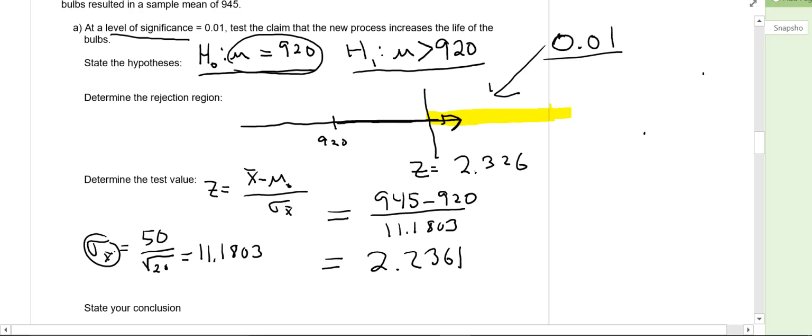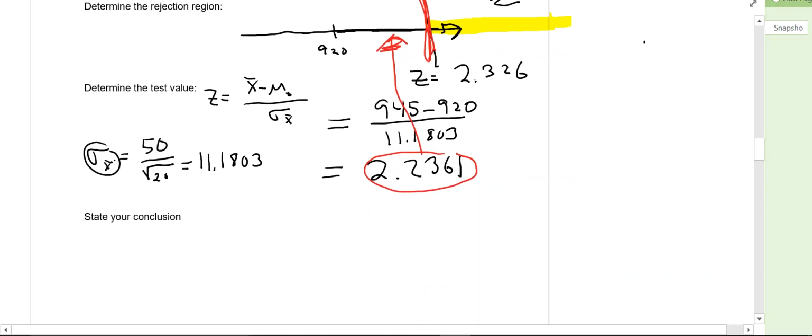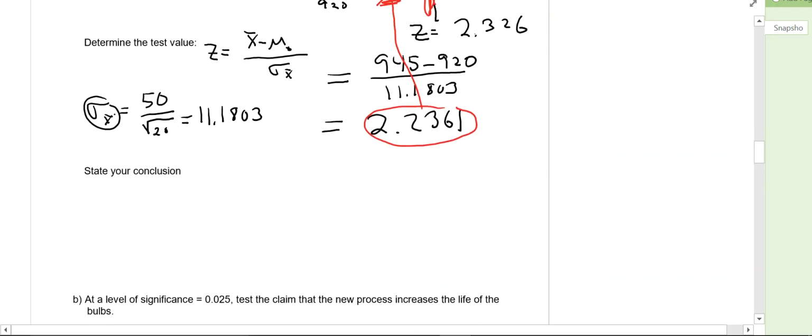2.2361. Now, with respect to the rejection region, 2.2361 is actually located somewhere below this particular number, right? All I need to do is get a very general idea where it's located in reference to this cutoff point, right? So it is not in the region of rejection. So we do not reject, okay? That is, the information does not suggest the new process actually improves things.